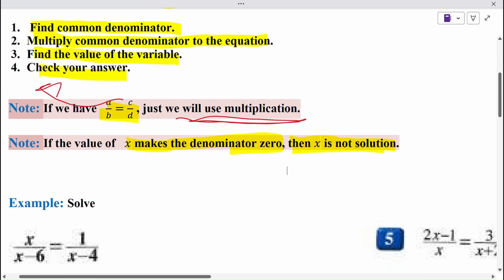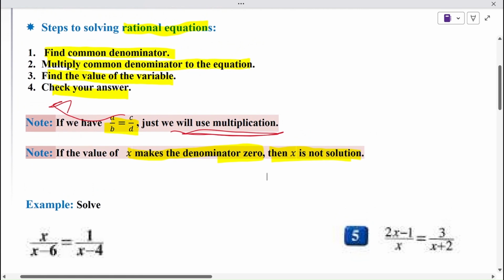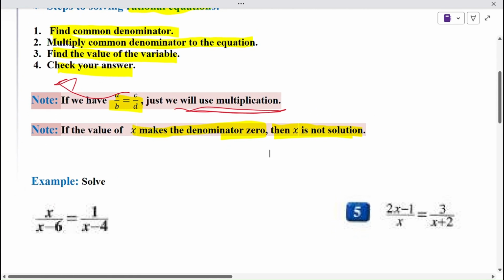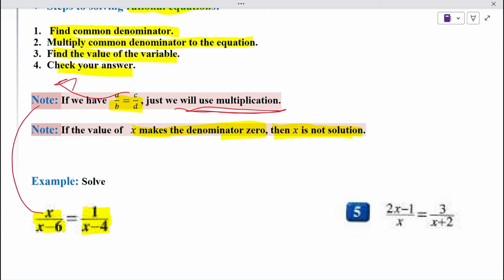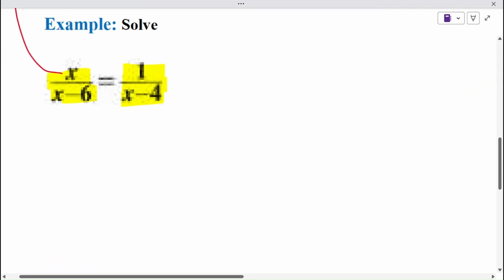Look at this example here. In this example, we have two rational expressions, just like an equation. Here we have this form, so we can use the first note. We don't need these steps. We just have to use multiplication. How? Let me show you. Just use multiplication like this.